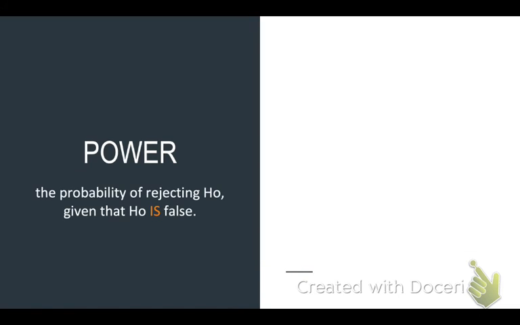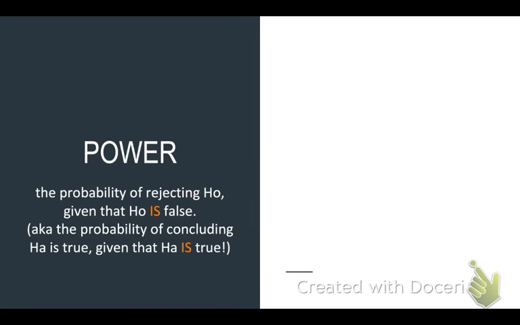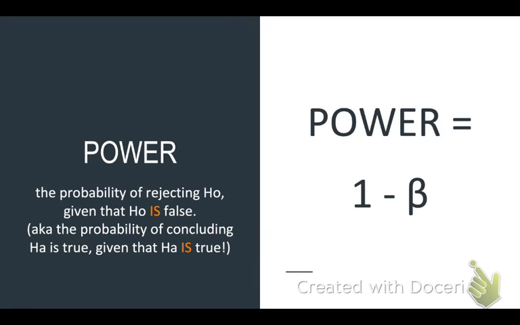Okay, so what is power? Power is the probability of rejecting a null hypothesis given that the null hypothesis is false, which is exactly what we hope to do, right? AKA the probability of concluding your HA is true given that the HA is true. So your power is 1 minus beta, so 1 minus the probability of your type 2 error.